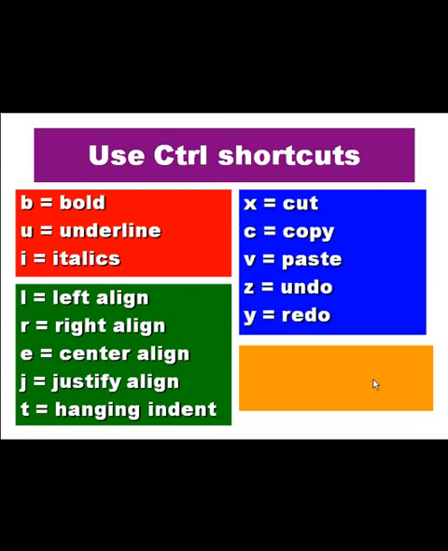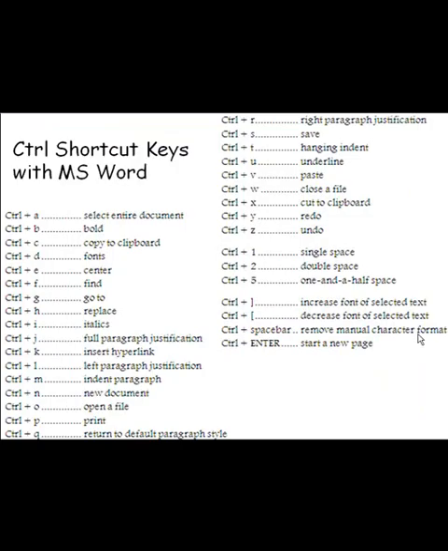You can do control X for cut, C for copy, V for paste, and undo is control Z. If you wanted to undo your undo, you could do control Y. That'll be redo. So if you undo something, you say, oh, wait a minute, I didn't really want to undo that. You could redo with control Y. You can use control O to open a document, or control W to close a document. There is just a whole slew of these things.